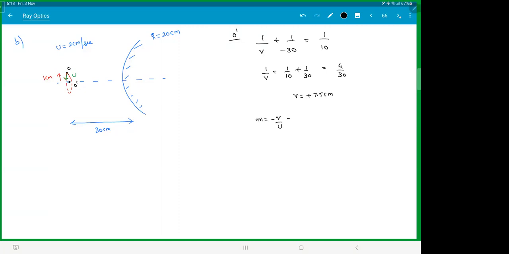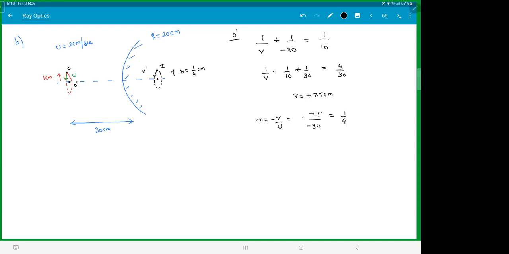Magnification is minus v by u. Minus 7.5 by minus 30, so 1 by 4. Means this image is somewhere here, I dash. This guy is going in a circle of radius 1/4 of a centimeter, and let the speed be v dash. What will be same for the object and image? Anyone? Radius is 1 by 4/3.